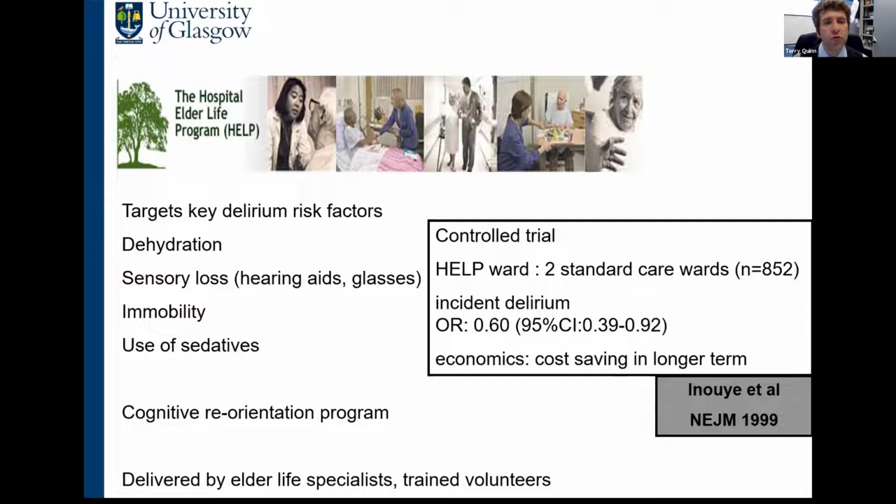And that HELP programme substantially reduced the number of people that developed delirium when they were admitted to hospital with illness. And if you look here, you can see that essentially HELP is a multi-component intervention, lots of different things, all used together to try and prevent delirium, and they work.